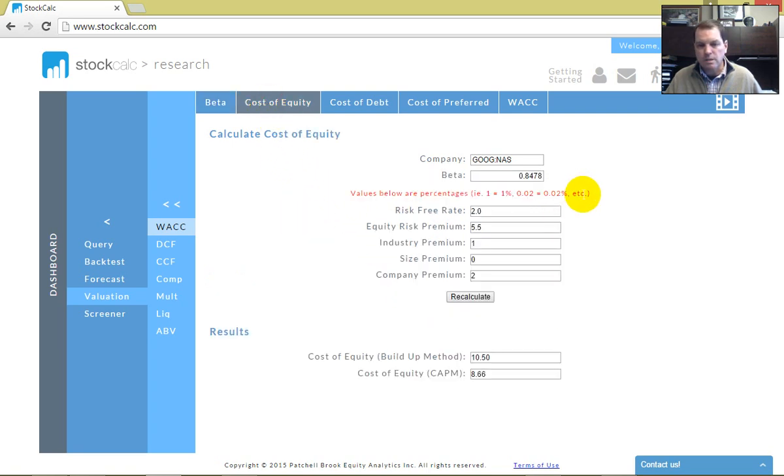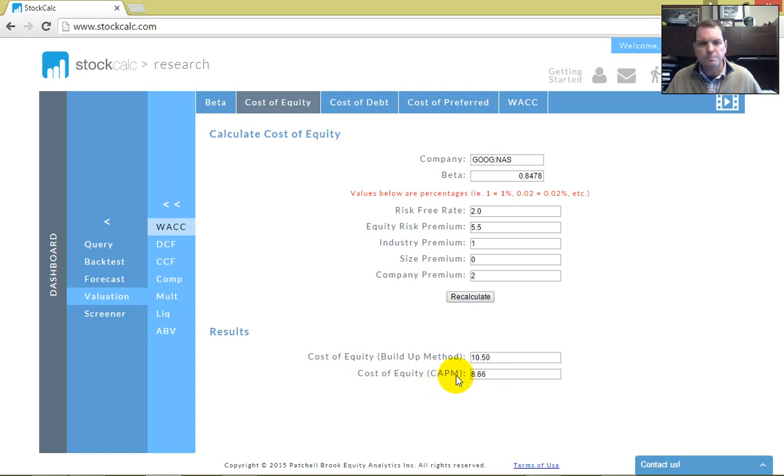The cost of equity is essentially what the market would expect to get for a return in the equity markets by investing in that company, if you think of it in that context. So with this beta, we can calculate the cost of equity 2 different ways. We can calculate the cost of equity using the CAPM method with the beta, or we can calculate it alternately with the build-up method by adding up the rate premiums that we have above. So in this case, we would expect a cost of equity of 8.66% for Google if we use the capital asset pricing model.